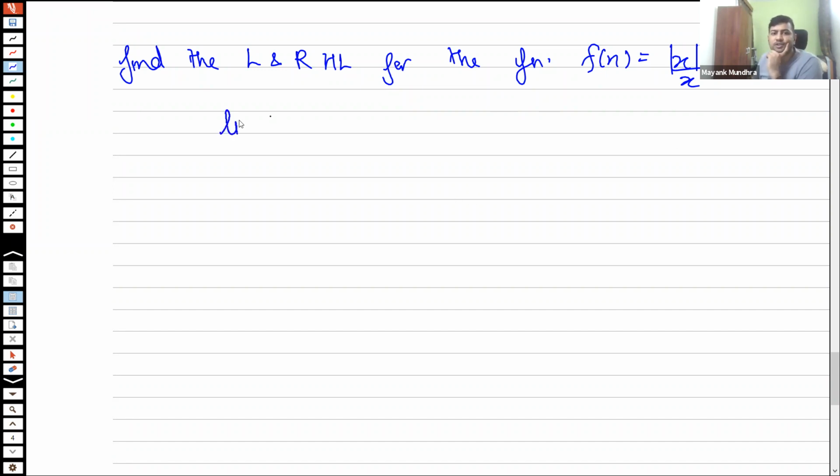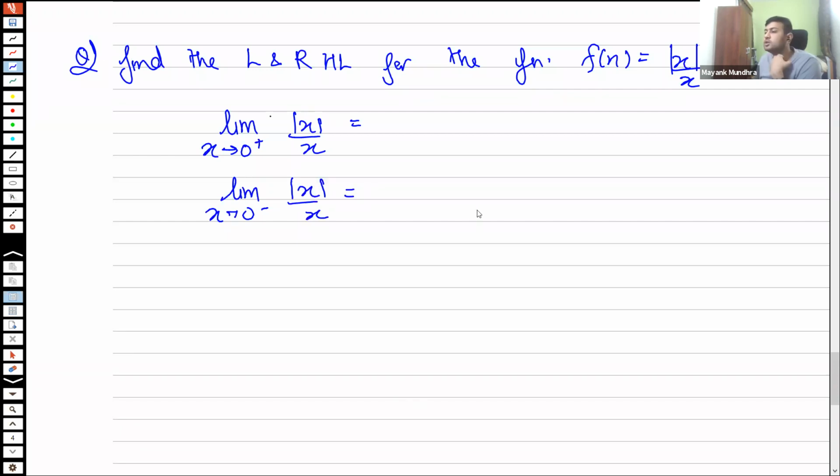So I'm interested in the left and right hand limits of mod x by x. I'm interested in limit x tending to 0 plus, this is the right hand limit, of mod x by x equals to, and limit x tending to 0 minus of mod x by x equals to. First question goes to Kashish. Kashish, limit x tending to 0 plus of mod x by x. What is this going to be equal to?